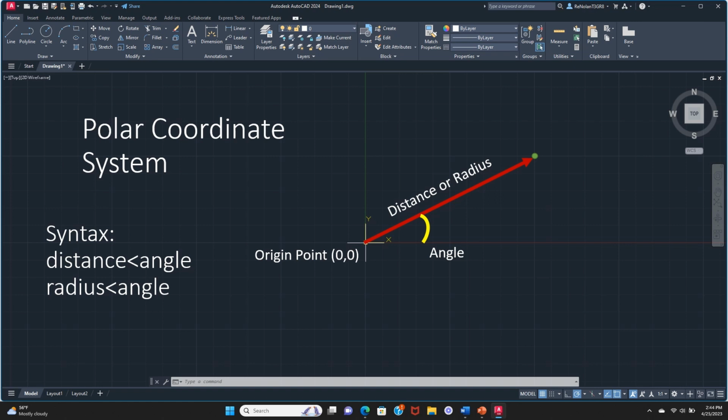The syntax for our polar coordinates is going to be the distance, that angle symbol, that angle bracket, if you do shift and then the comma sign, and then put in the value of your angle.